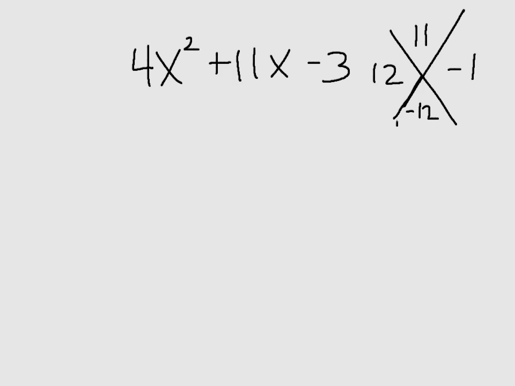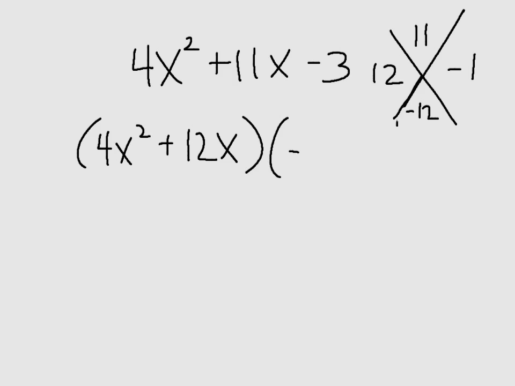Okay, so we're going to group the terms. 4x squared plus 12x and negative x minus 3. 3 we got from here and moved to here. Okay.